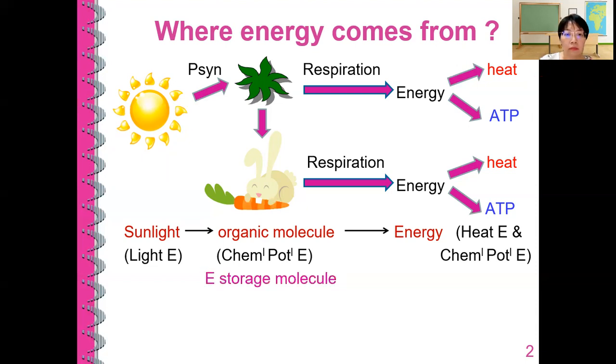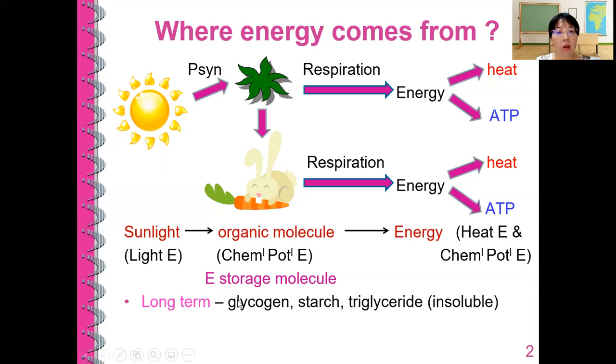Now this organic molecule is considered an energy storage molecule, because we obtain energy from the sunlight, then it is stored inside the organic molecule, and from this organic molecule it can be transferred from an organism to the next one. So from autotrophs to the herbivore, and then to the carnivore and omnivore and so on. So you can transfer the energy by transferring the organic molecules.